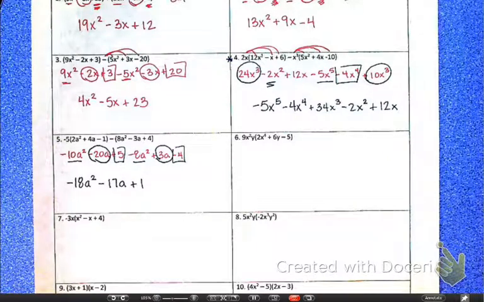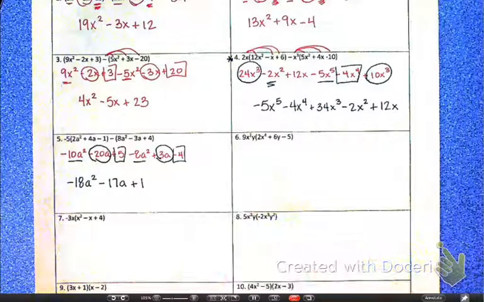Number 6 is probably the hardest one in the sense that there are x's and y's, and standard form becomes a little confusing. So when there is more than one variable and it looks like this, I just want you to distribute and leave your answer in the order you distributed in. Because again, standard form becomes a little funky.